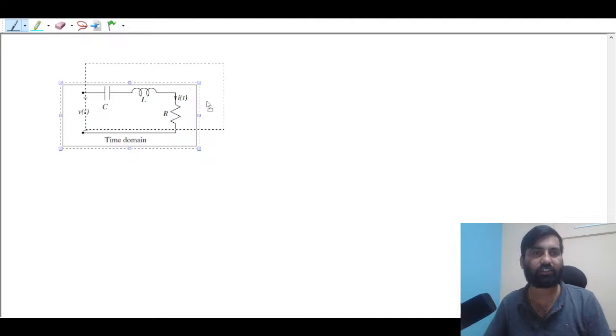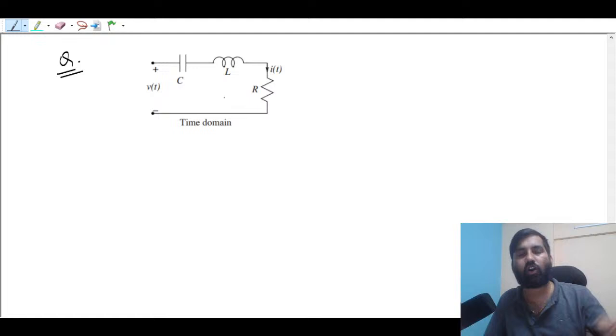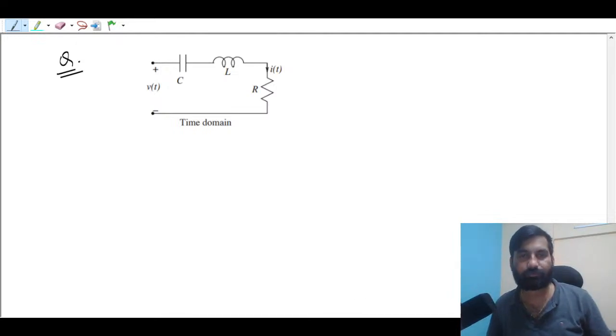Let's take one question. This is a series RLC circuit. All circuit elements are connected in series, and you have to find the impedance, right? Impedance is nothing but the ratio of what? The voltage upon current.